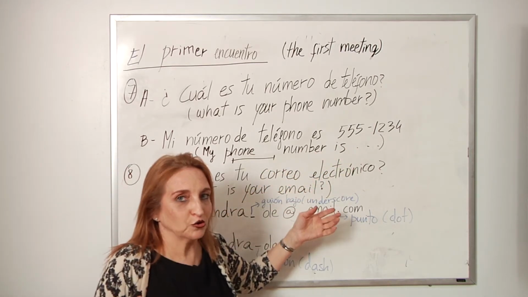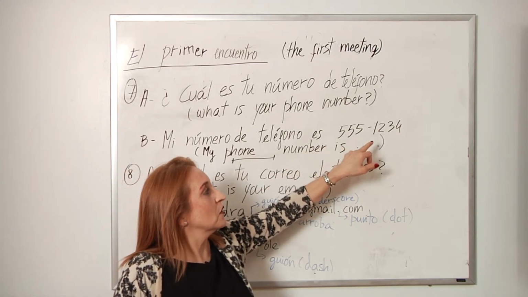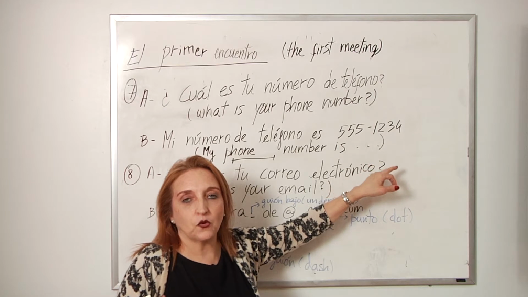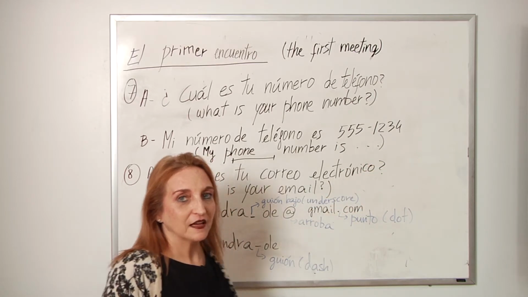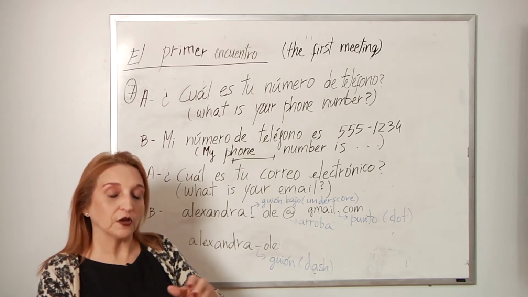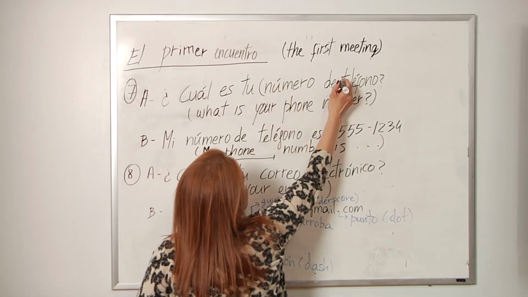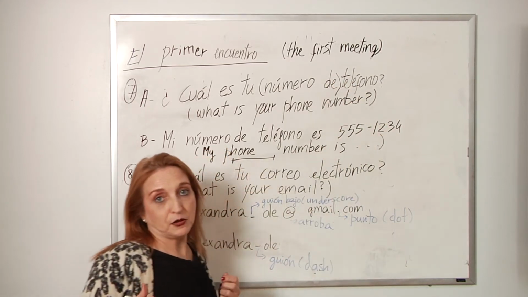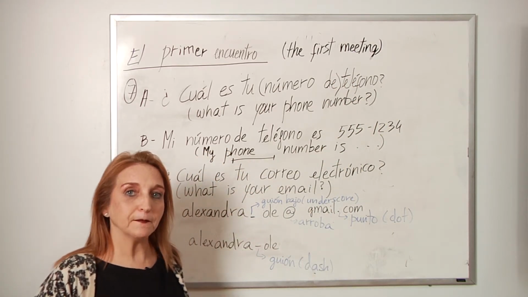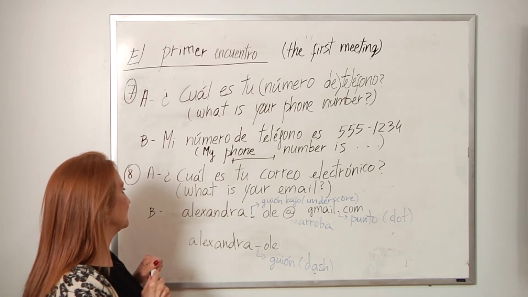Now you know the numbers, we did the numbers, 5, 5, 5, 1, 2, 3, 4, for example. Okay? It's very important, this question. ¿Cuál es tu número de teléfono? Sometimes people say, ¿cuál es tu teléfono? Make it simple. What is your phone number? Okay? And very important, pay attention to the last question.